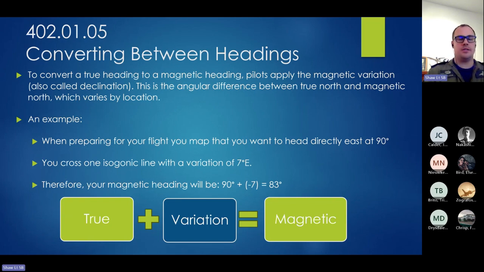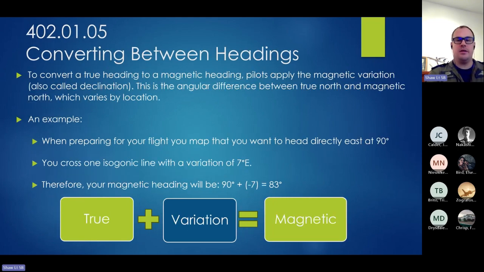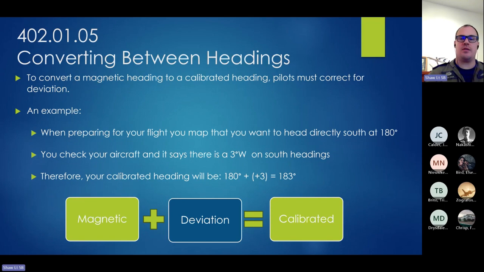True being what our map is aligned with. Magnetic meaning this is how we're going to measure it with our equipment. So now this is the second step. The last two examples, we were going from true to magnetic. Now we're going from magnetic to calibrated. So again, we're accounting for the errors, like interference on our compass in the airplane.